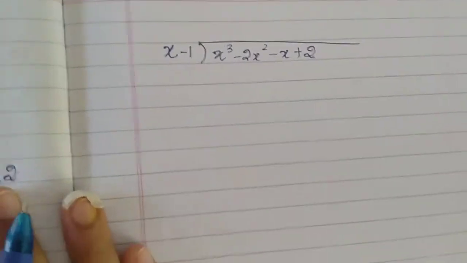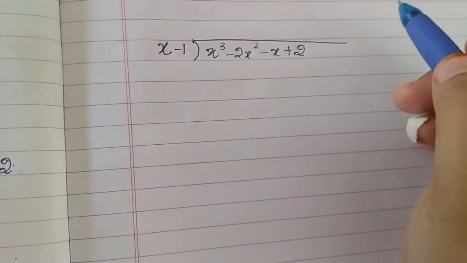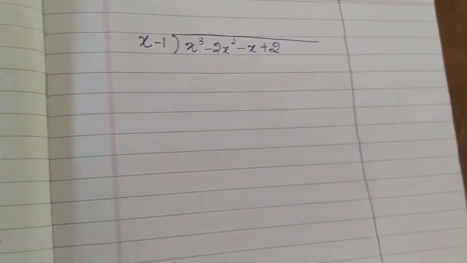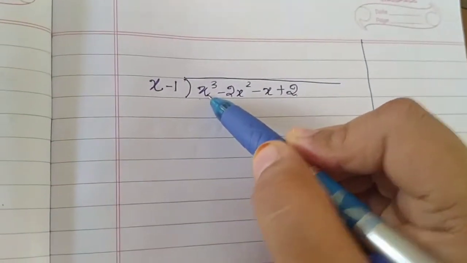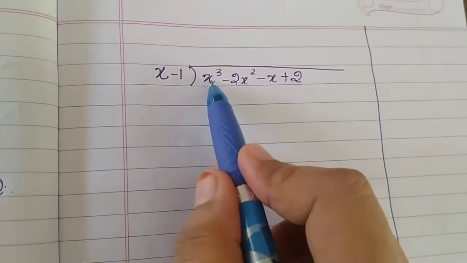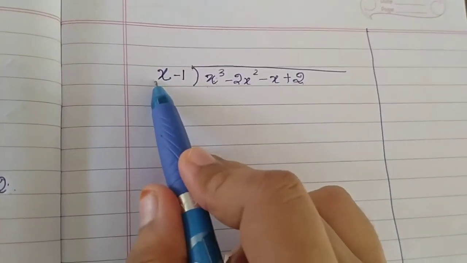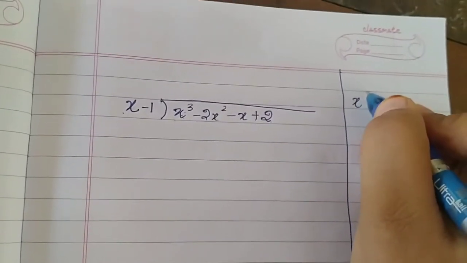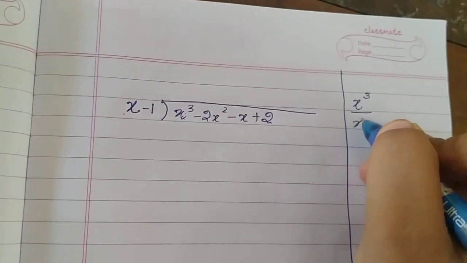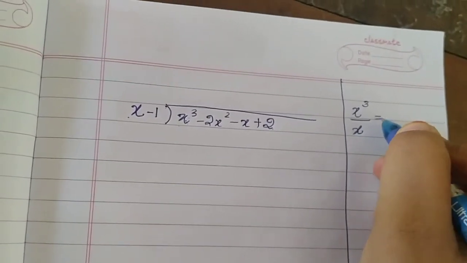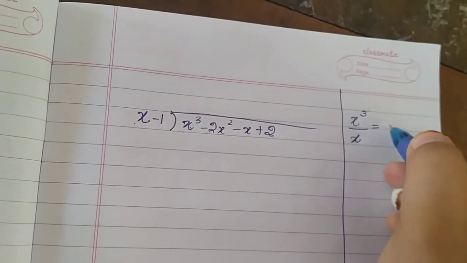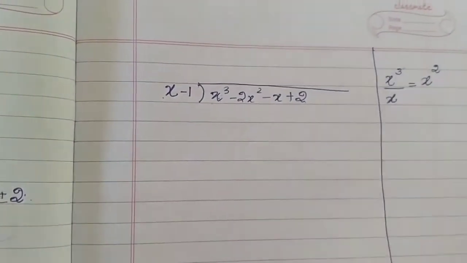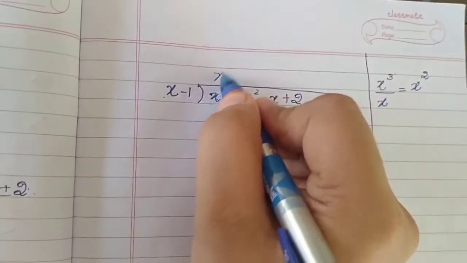Okay, so now you have already studied the long division method, isn't it? So you know what you have to do in the long division method, right? You have to consider the first term of the dividend divided by the first term of the divisor. Here the first term of the dividend is x cube, and the first term of the divisor is x, right? So 1x and 1x will get cancelled. What is remaining here? x square. So this is your first term of the quotient.